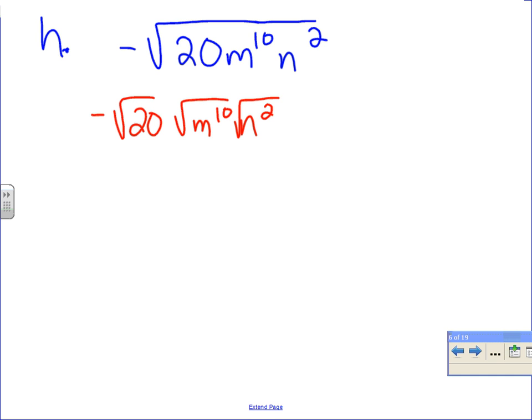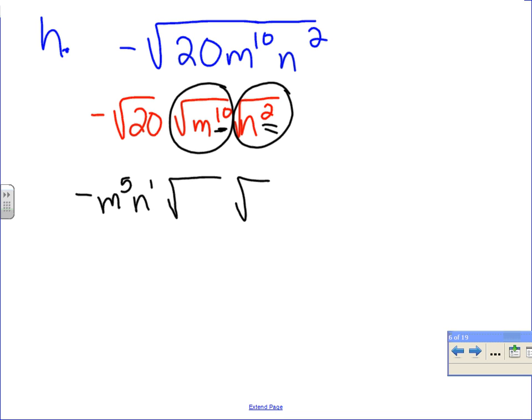Okay, so we have square root of 20, square root of m to the 10th, square root of n to the 2nd. Ask yourselves, are there any perfect squares as of now before we split anything up? Yes, here's an even numbered exponent. Here's an even numbered exponent. So I'm going to circle those. We can take the square root of them, which means just divide the exponents by 2. So 10 divided by 2 is 5, so we have m to the 5th. 2 divided by 2 is 1, so n to the 1st.